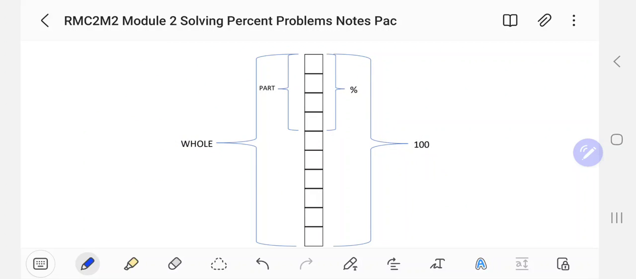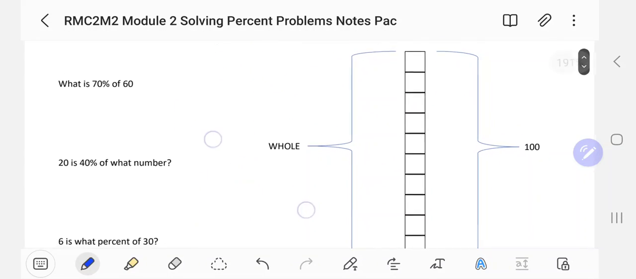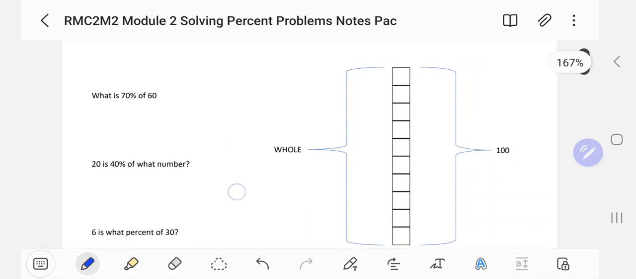All right, we're going to work on it as we go. That's a simple intro. Here we go. I'm going to shrink this so it fits. And we're going to rock and roll with a couple of these. So we got, oh, what's 70% of 60?